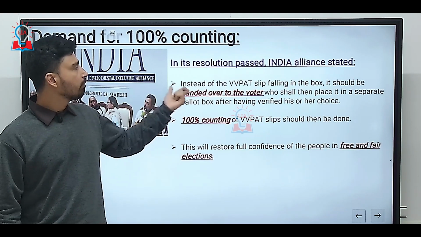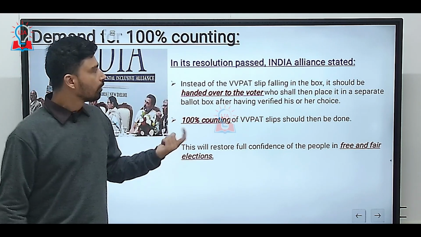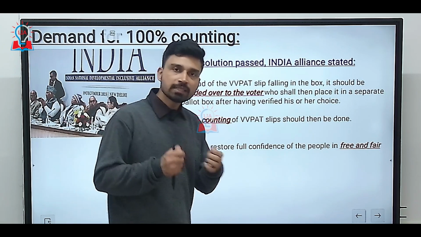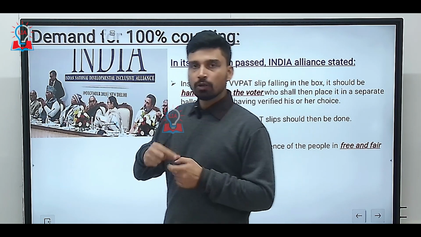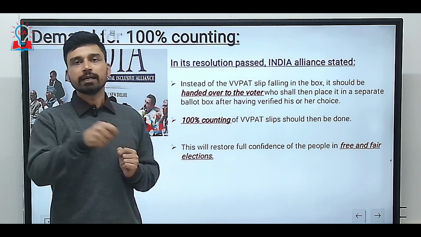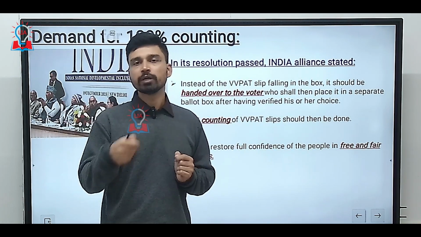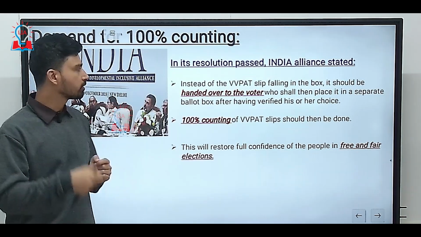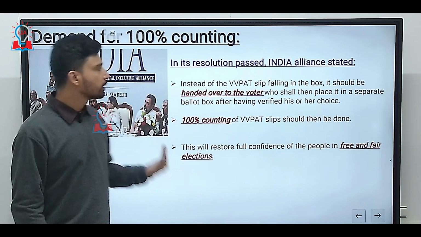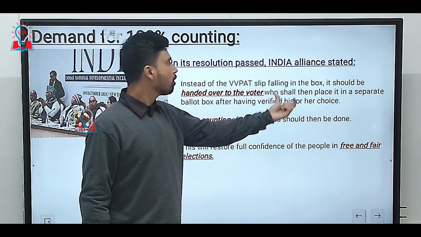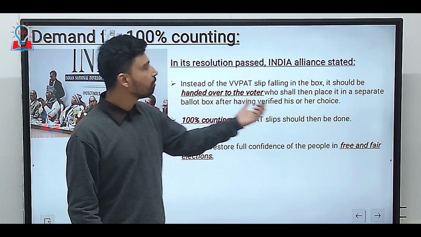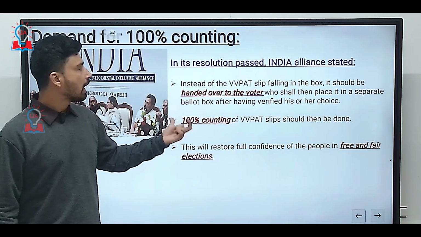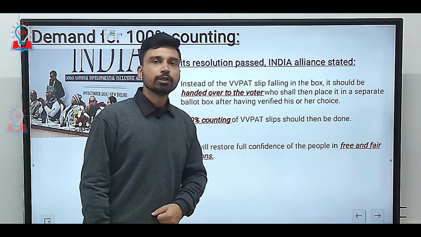First, they have demanded that instead of the VVPAT slip falling in the box, if you remember we discussed in the beginning that after the vote is recorded, for 7 seconds it is visible on the VVPAT slip to the voter, so that he can verify whether the vote he wanted to give has gone to the right party or not, and after that it falls into a box. So it has said that rather than falling into the box, it should be handed over to the voter, who shall then place it in a separate ballot box after having verified his or her choice.